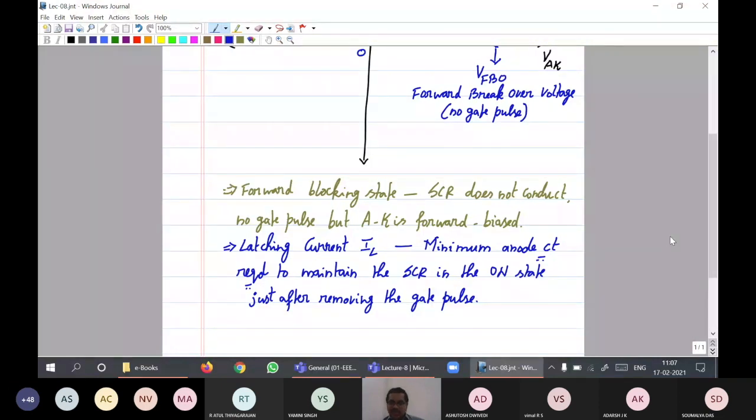The explanation is, for the positive feedback mechanism to start, we need a gate pulse of sufficient amplitude and time duration. Now, once that positive feedback mechanism starts, the gate pulse can be removed. The magnitude of current that flows through the anode for just commencing that positive feedback mechanism is the latching current. This is the explanation.